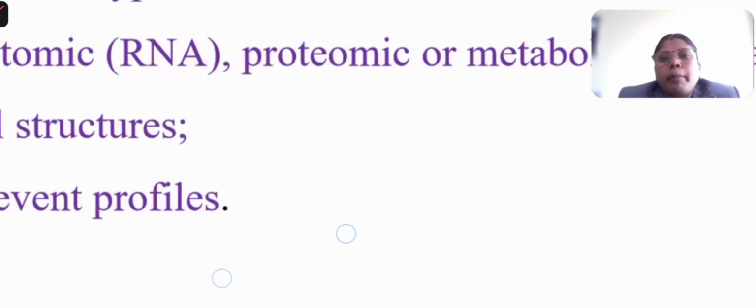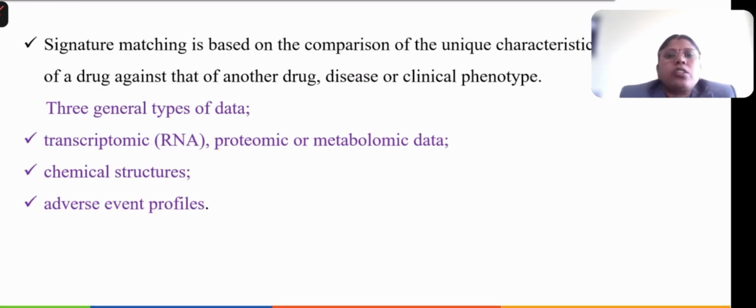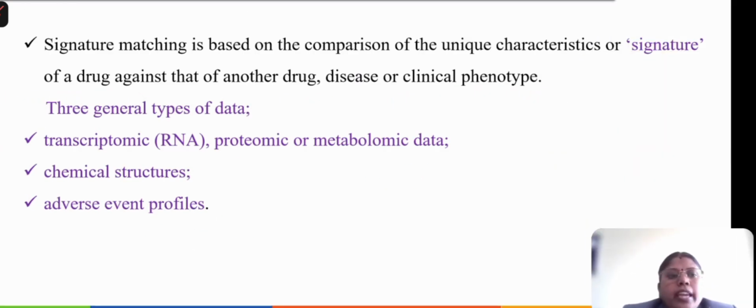Now let us see one by one, very quickly and briefly. The first one is signature matching. As I told you, what is signature matching? It is based on the comparison of the unique characteristics, or signature, of a drug against that of another drug or disease or clinical phenotype. Now, what are the unique characteristics we call a signature? It may be transcriptomic, proteomic, or metabolomic data. It may be a chemical structure.